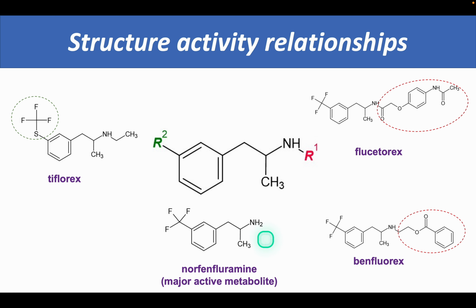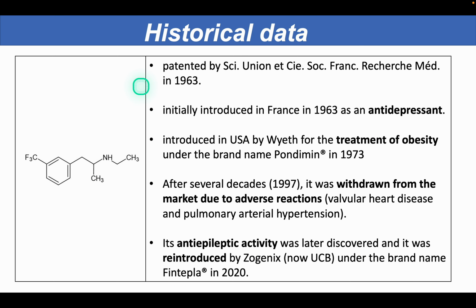Since when R1 corresponds to a hydrogen atom, it turns out to be the active metabolite of fenfluramine, known as norfenfluramine. On the other hand, the R2 substituents can be the trifluoromethyl group or the trifluoromethyl as in the case of Tiflorex. The history of this drug has ups and downs.